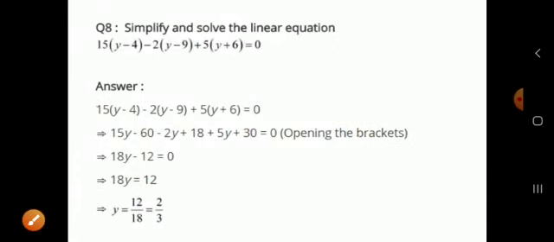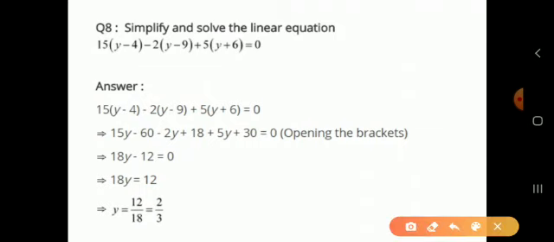Question 8. Question 8 also, now the distributive property needs to be applied. Different brackets you can see. The first thing is that brackets we are going to open. So first thing, brackets opening, and then all the like terms collecting and solving them. So as you can see here, first is 15y minus 4. So 15 multiplied with y becoming 15y. Then 15 multiplied with minus 4, so minus 60 is coming. Like this we can open.